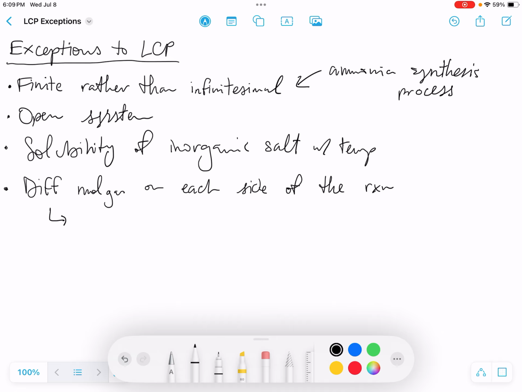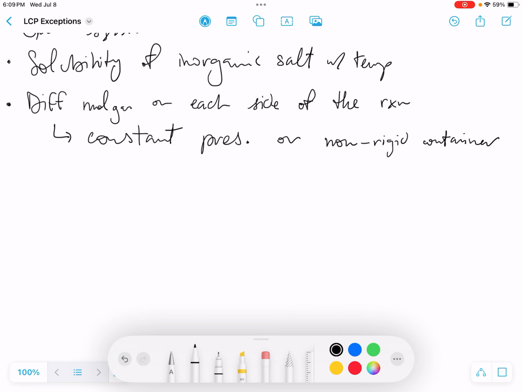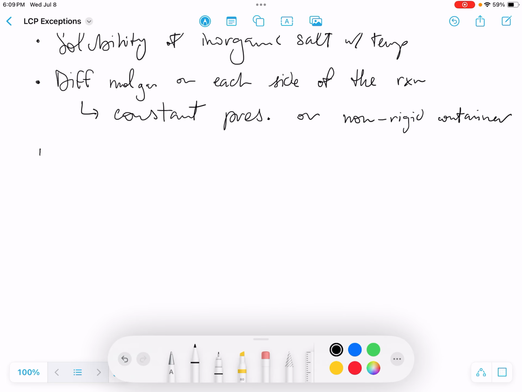And really, this kind of exception deals with two big cases in which this is true. It's when we have constant pressure or a non-rigid container. And oftentimes we're going to see that the non-rigid container, really that's just to facilitate that constant pressure. Okay, so enough talking. Let's get into some examples now.